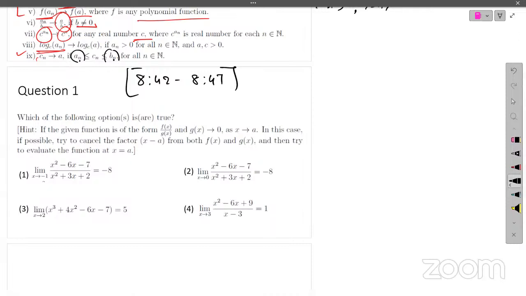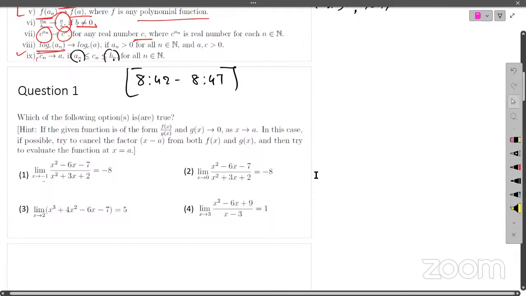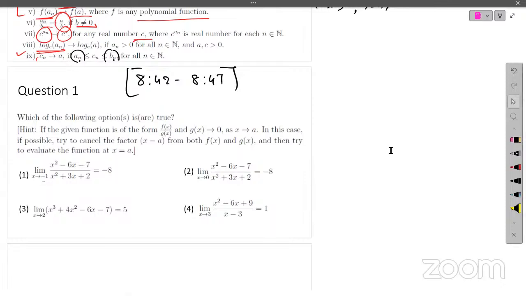Okay, so I got only one answer. If you get your answer, then please enter it in the chat box. Time is over, but let's go up to 8:50.